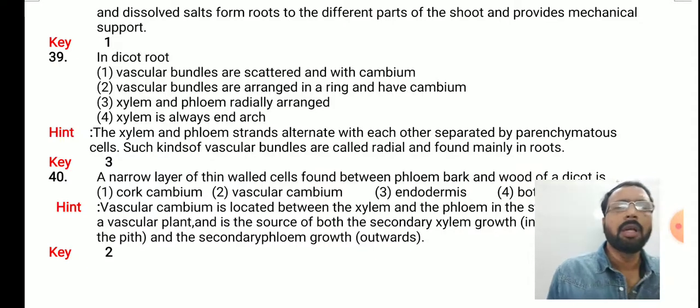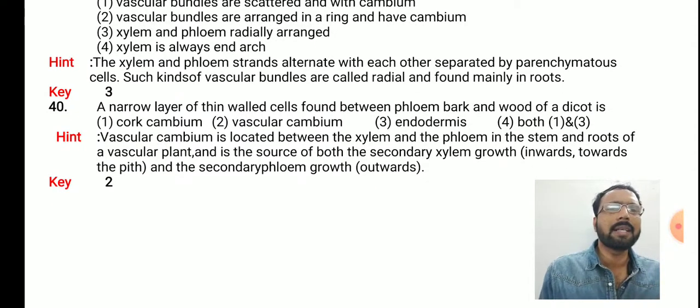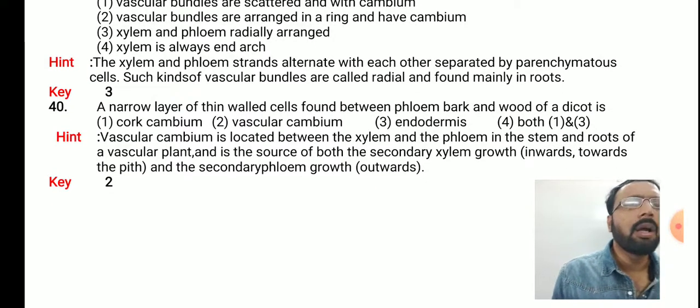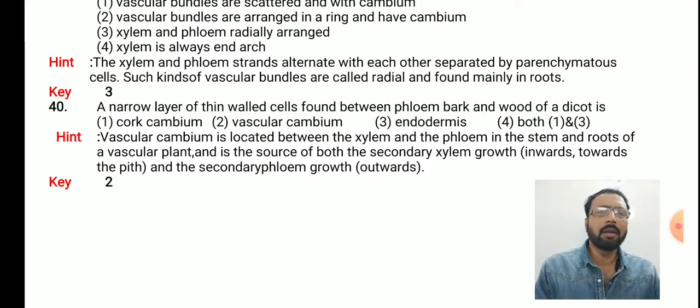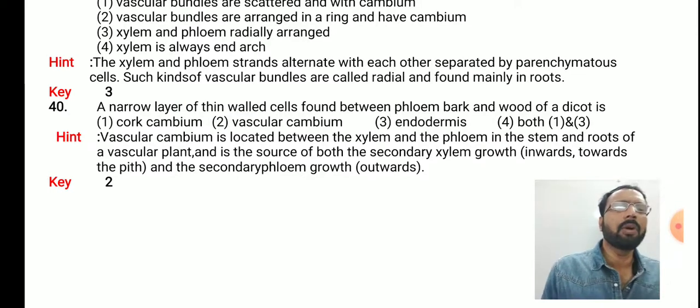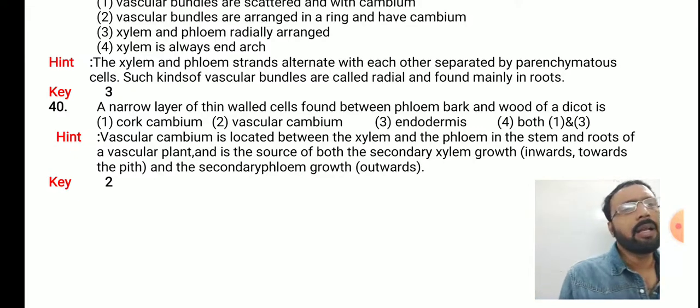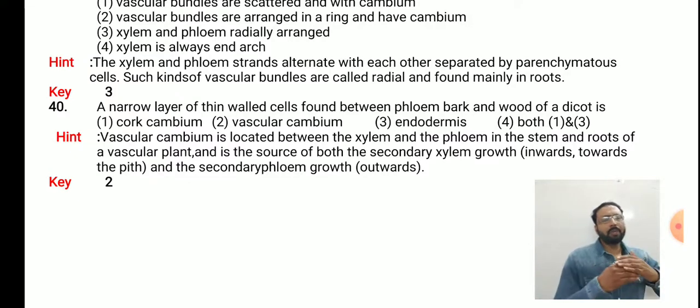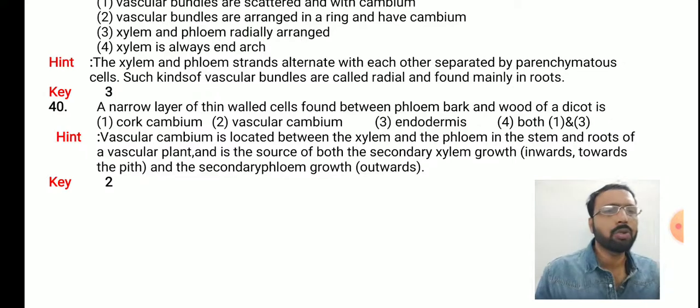Correct, only the third option. A narrow layer of thin-walled cells found between the phloem bark and wood of a dicot is: cork cambium, vascular cambium, endodermis, or both 1 and 3. Clearly, the tissue present outside the vascular cambium is called bark. So the answer is the second one.